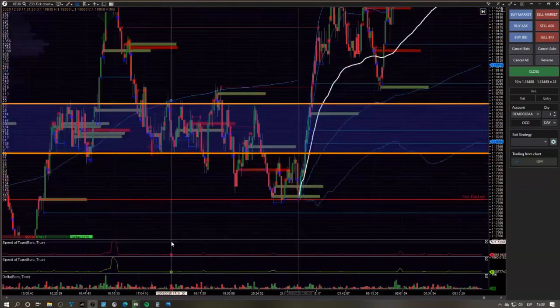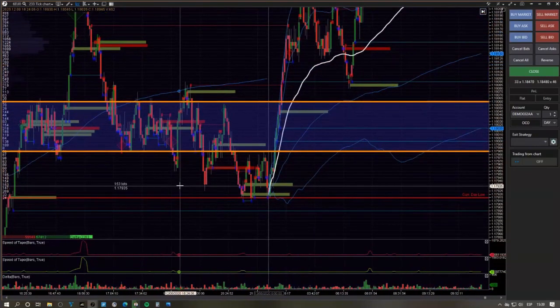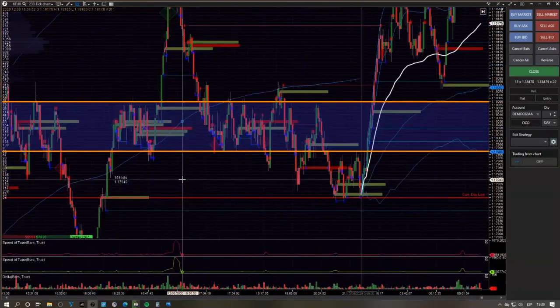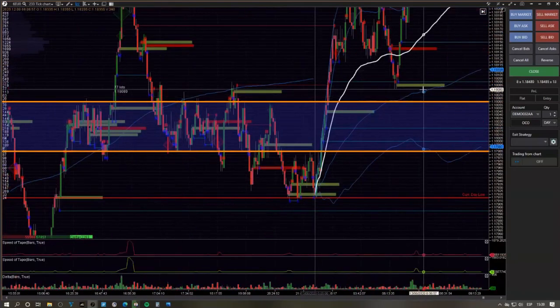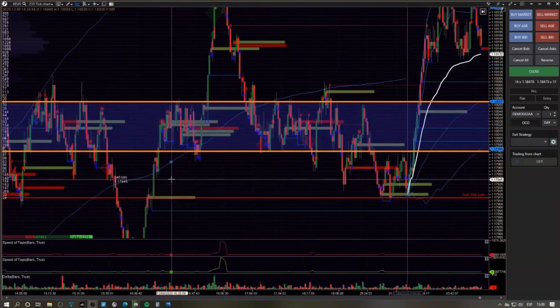I actually think I traded this zone early this morning. It was a pretty good trade. I'm going to show you a little bit later where I took my trade so you can see it.